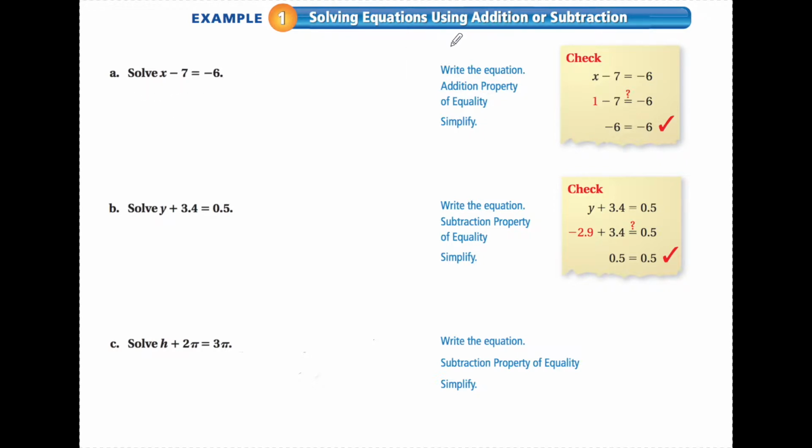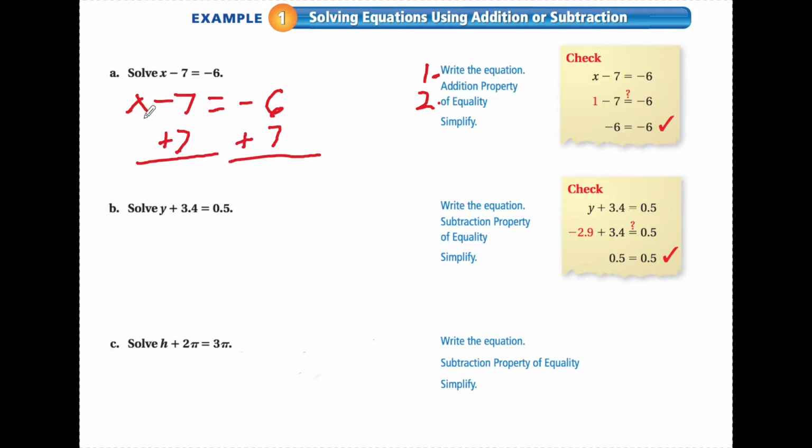Well, we have our steps listed over here. So the first thing we have to do is write the equation. X minus 7 equals negative 6. Okay? The next thing we have to do is the addition property of equality. So we're subtracting here. The opposite of subtraction is addition. So we're going to add 7 to both sides.